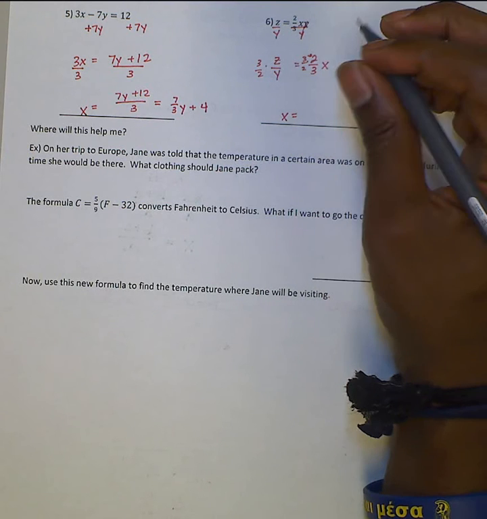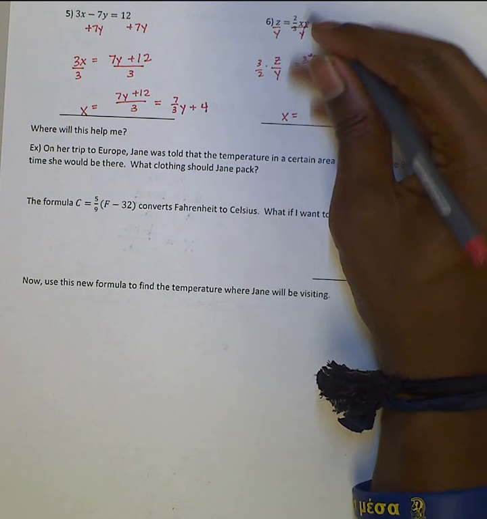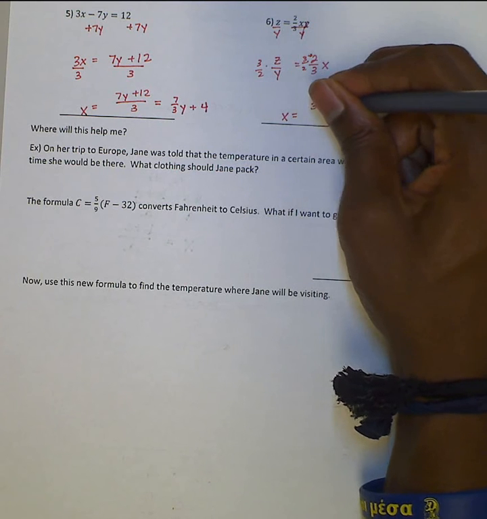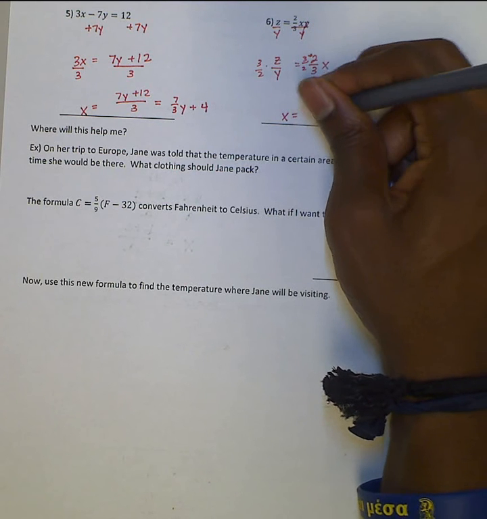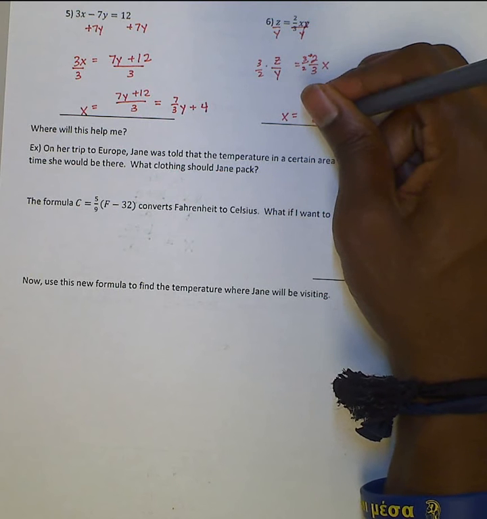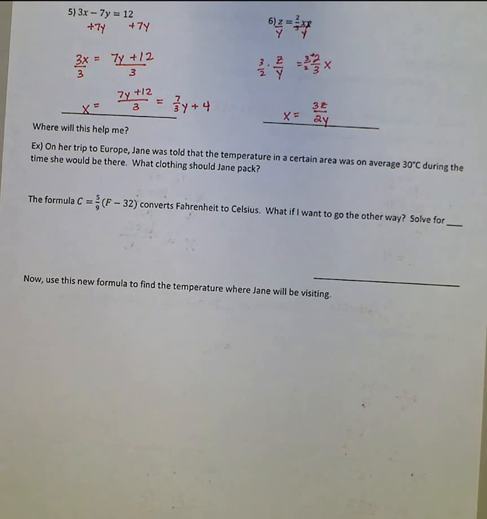or 1x. And then on the right side I have 3z over 2y. And that's my final answer. X is now by itself. We've solved everything.